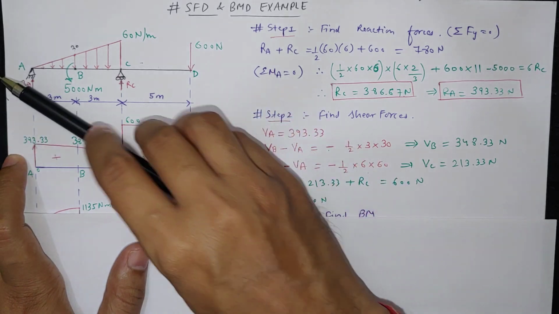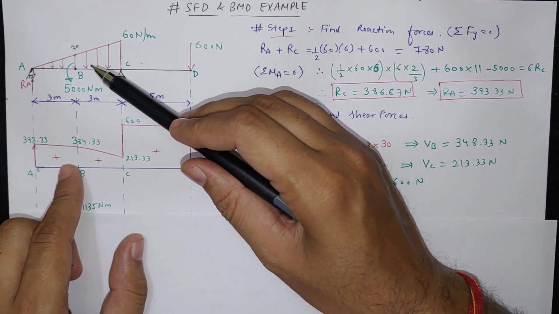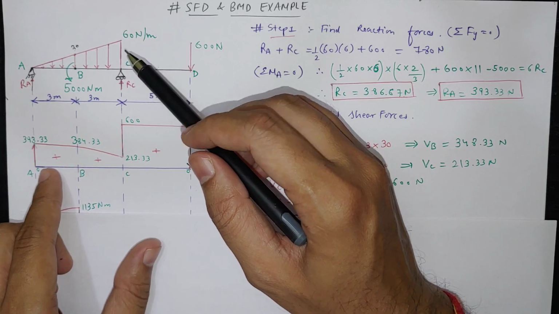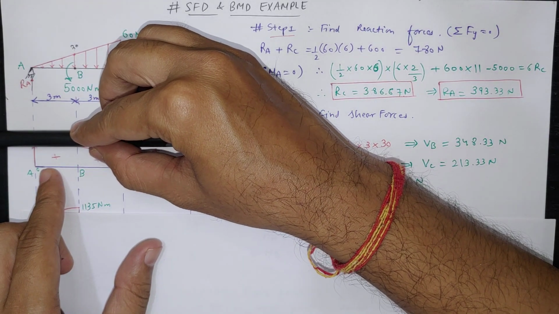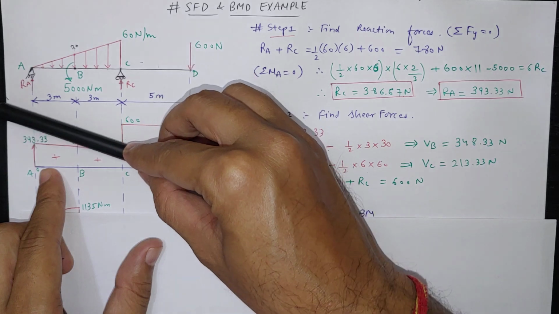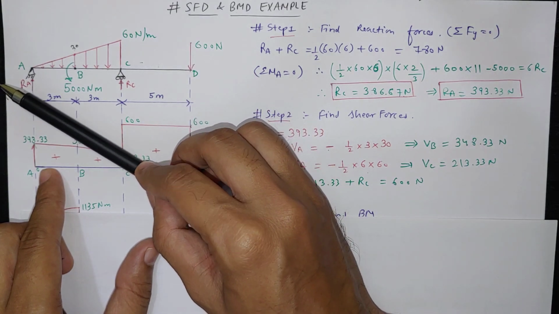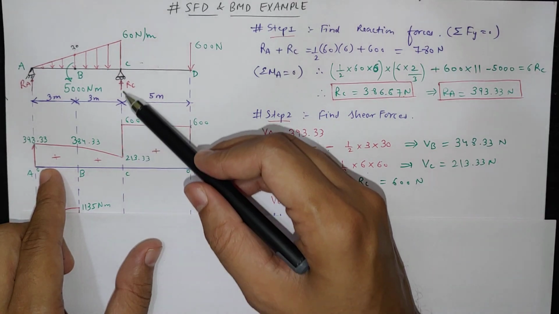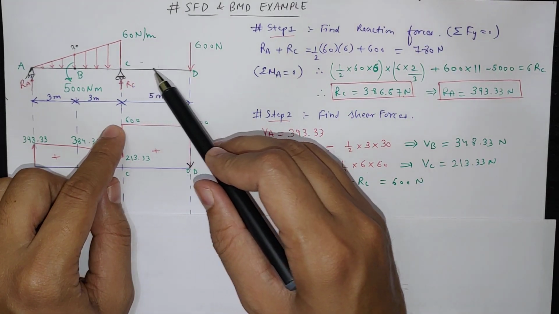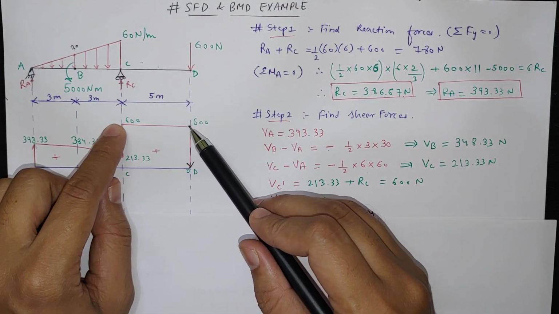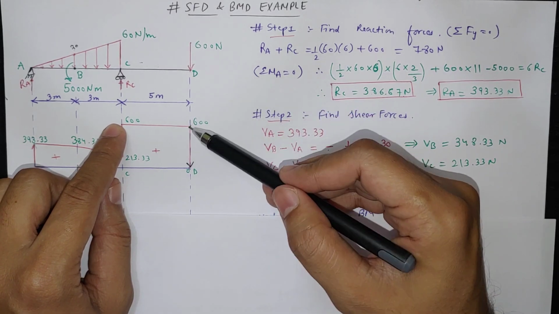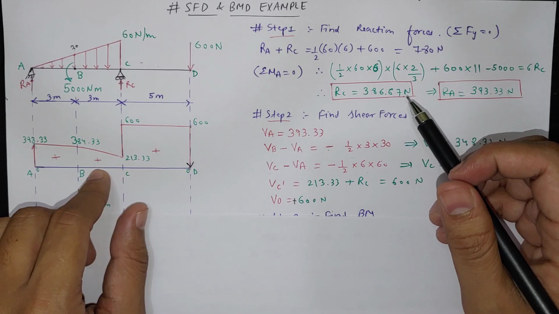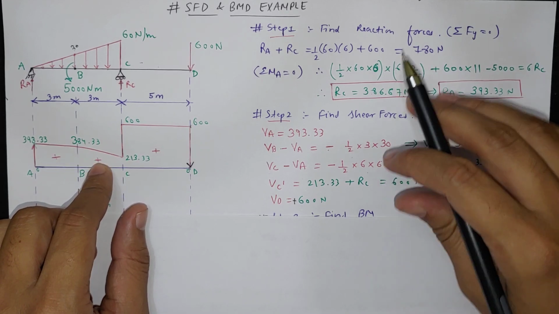Each and every point has a slope in the negative direction, and the load magnitude is increasing, so the slope value should increase. From here, almost zero slope, and the slope is increasing in the negative direction. Then RC comes, so there is a sudden change of 600. Then there is no load, so the slope will be constant, and again there is 600 Newton coming down at D point. So this is how the shear force diagram will be plotted.